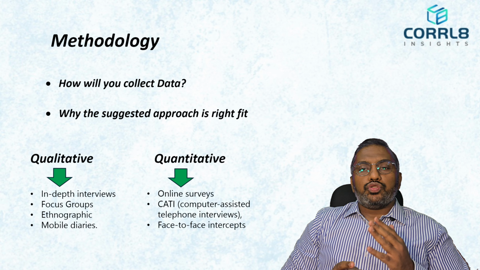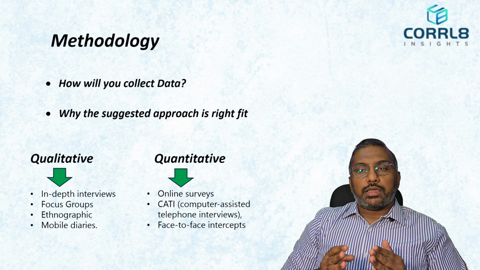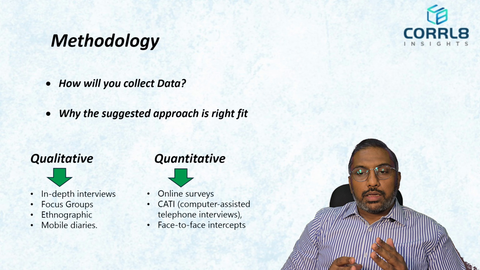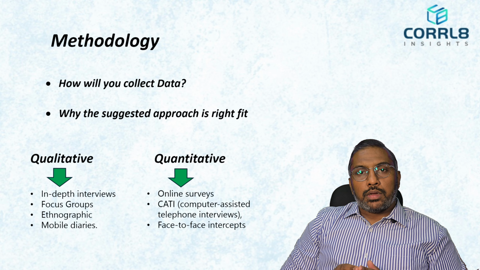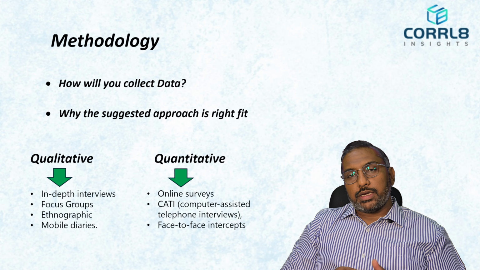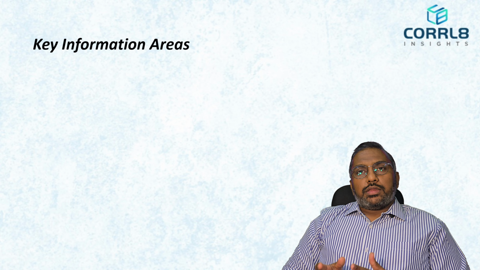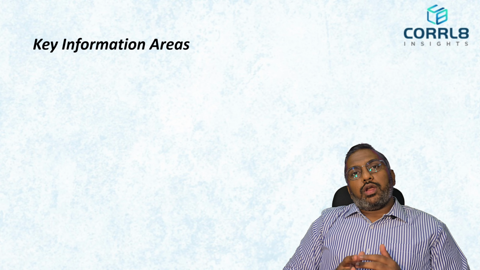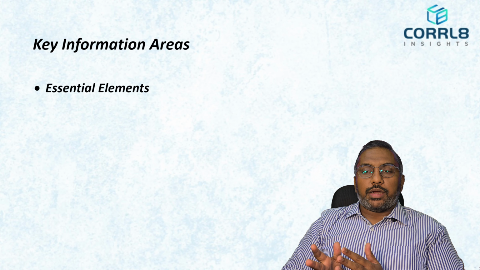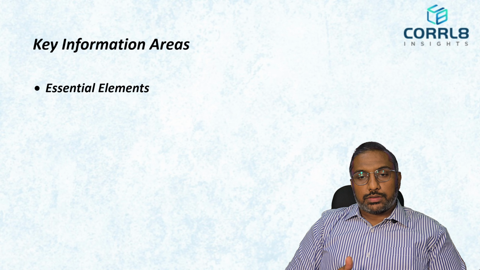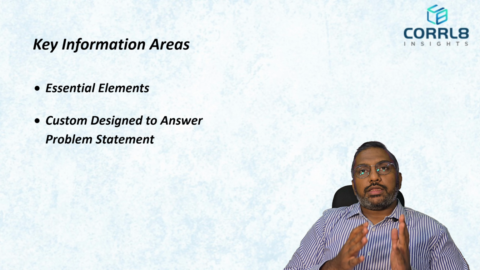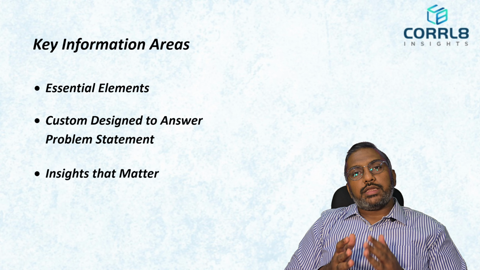It is not just about choosing a method, it is about demonstrating that your method is intentional, audience appropriate, and aligned with the research objectives. This builds client confidence and sets the stage for actionable insights. When clients read a proposal, they don't want just a plan, they want assurance. Key information areas outline all the essential elements that will be covered during the research process. It assures the client that the research is designed to answer their problem statement and deliver insights that matter.